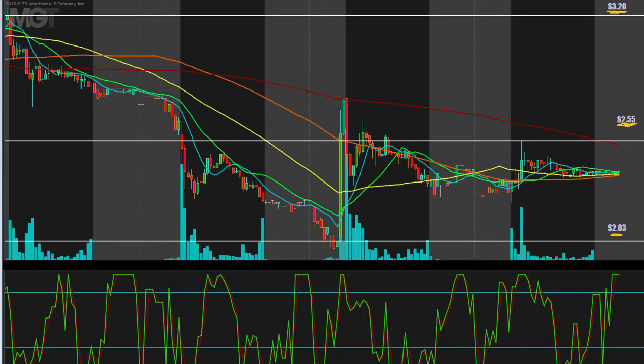This time we're taking another look at ticker symbol MGT, Management Capital Investments, also known as McAfee Global Technologies. The chart we're looking at today is a 15-minute chart, each candlestick representing 15 minutes of trading, so we go back 4 days on the chart. Right off the bat, we have three main points: $3.20, $2.55, $2.03.